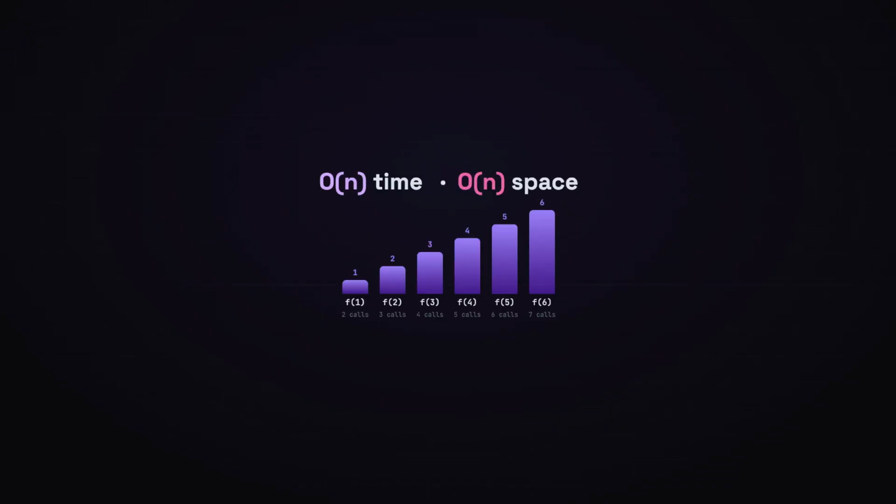Now the cost. Each call adds 1 frame to the stack. Factorial of n makes n plus 1 calls. That's O of n time and O of n space for the stack.